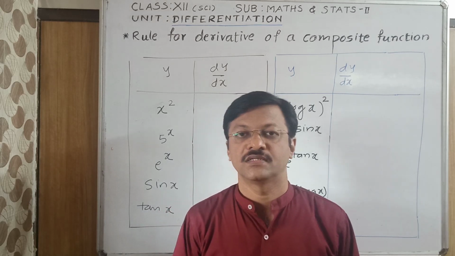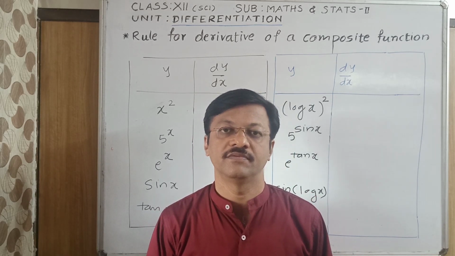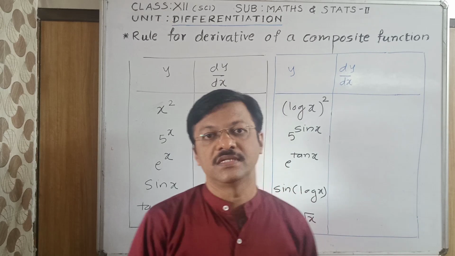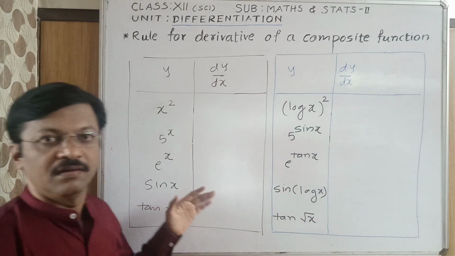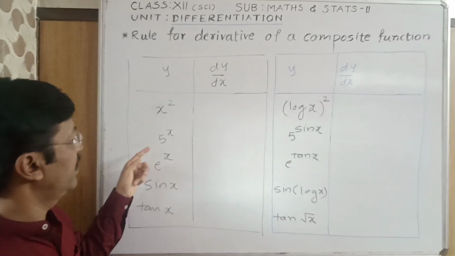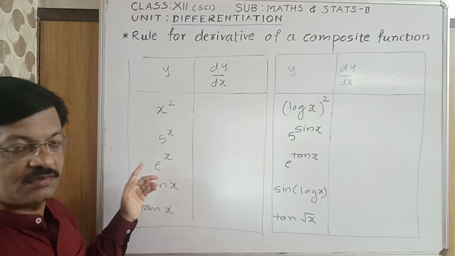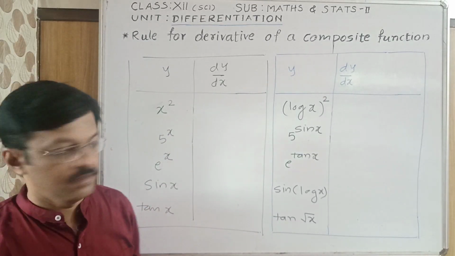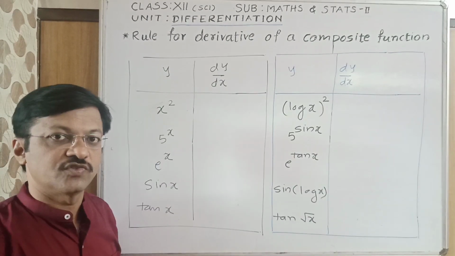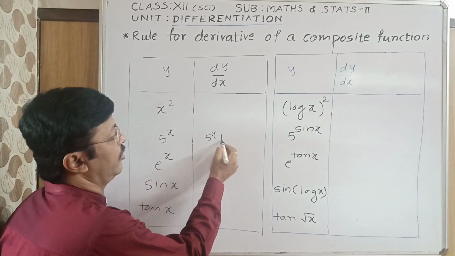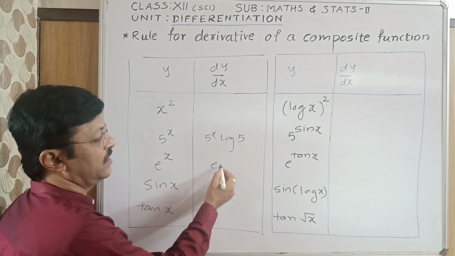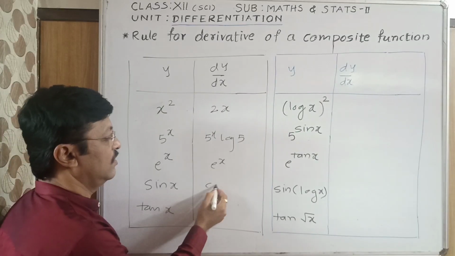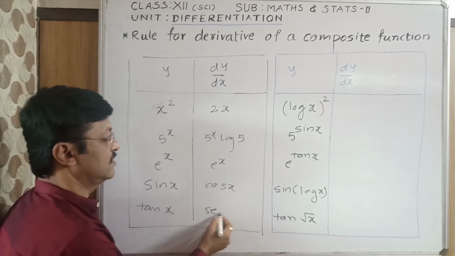So far we discussed the standard derivatives, and also we discussed the 4 rules of differentiation which are studied in 11th standard. Now you can see some examples whose derivatives can be easily told. X square, for example, 5 raised to x. These derivatives are known to you. Just in your mind you can go through them. The derivative of x square is 2x. The derivative of 5 raised to x is 5 raised to x log 5. The derivative of e raised to x is e raised to x itself. Sin x has derivative cos x. The derivative of tan x is sec square x.